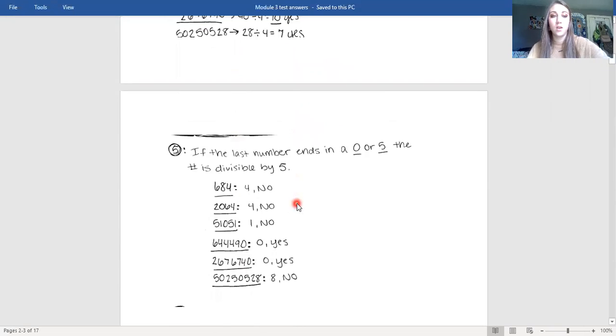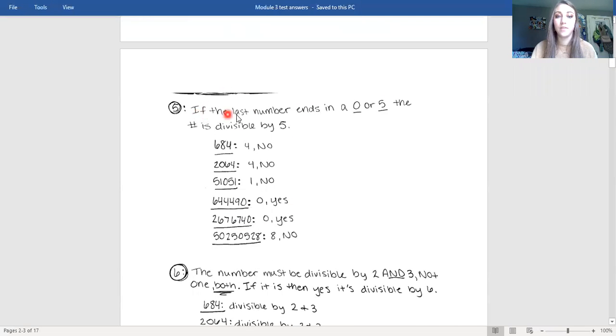Okay, so then we're going to go to 5. If the last digit is a 5 or 0, the number is divisible by 5. 684, the last number is 4, so no, it's not a 0 or a 5. As you can see, this is a 4, this is a 1, so no, they're not. This is a 0, so yes, it is divisible. This is a 0, yes, it's divisible. This is the 8, so no.